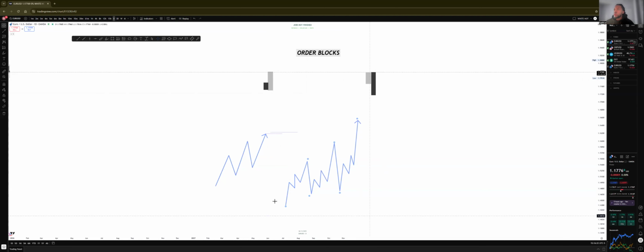We've also spoken on the discount and premium range. So if price is bullish right here, the last move we had was this break of structure here. We've spoken on for after every break of structure, price must do what?